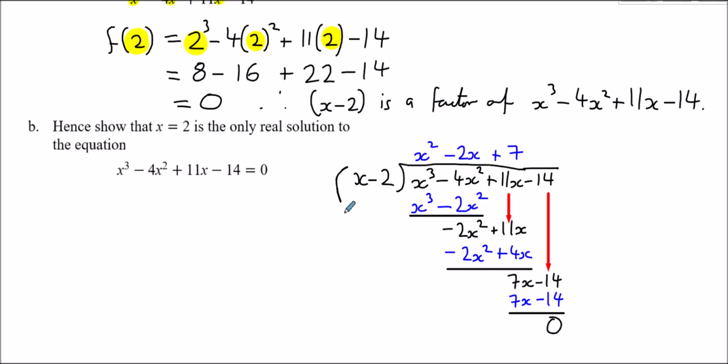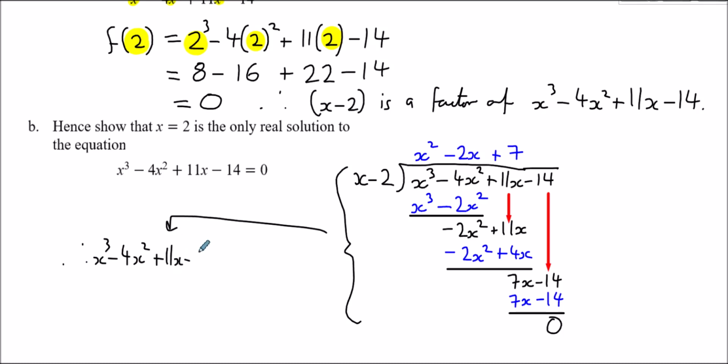And so now what we can say from all of this is therefore x cubed minus 4x squared plus 11x minus 14 equals the divisor, which is x minus 2, multiplied by the quotient, which in plain English is sort of like our answer, which is this. So we get x squared minus 2x plus 7.